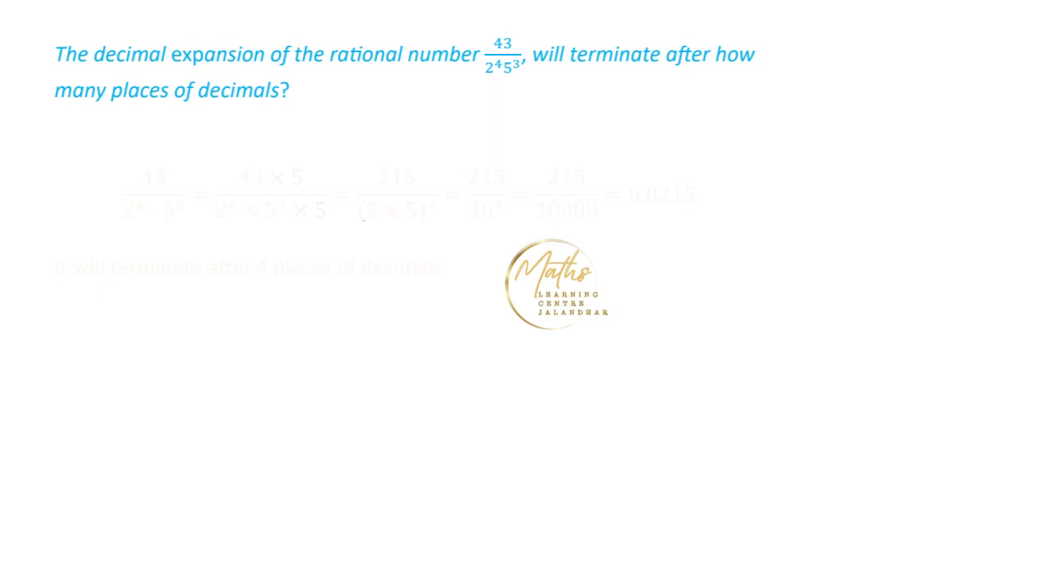Now the next question is: the decimal expansion of the rational number 43 by 2 raised to the power 4 into 5 raised to the power 3 will terminate after how many places of decimals? First, this number is in the simplest form. Moreover, it has a terminating decimal representation because the denominator is of the form 2 raised to the power m into 5 raised to the power n, where m is 4 and n is 3.